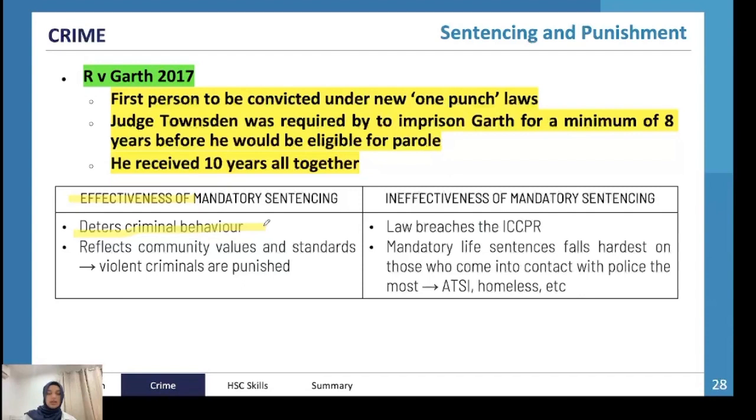Ineffectiveness of mandatory sentencing. The law breaches the ICCPR. And the mandatory life sentences fall hardest on those who have come into contact with police the most, for example, Aboriginal and Torres Strait Islander peoples, homeless people, etc. Those people are already going through a tough time in terms of social factors, not weighing up against them. And then mandatory life sentences will just add to that and worsen that process as well.